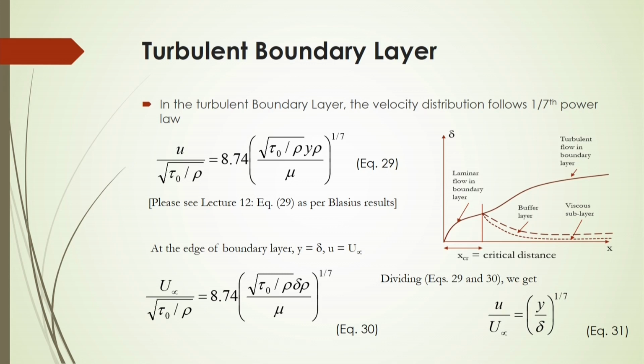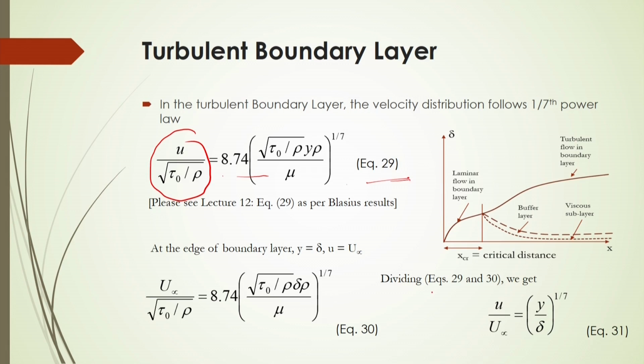So, based on that we can see that u by root over tau 0 by rho will be equal to 8.74 into root over tau 0 by rho, y rho by mu to the power 1 by 7. Here instead of V star we are just substituting root over tau 0 by rho. That is given in equation number 29. So, follow lecture 12, the previous lecture, equation number 29. As per Blasius results, we have obtained this equation number 29.